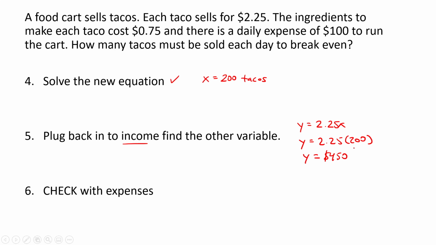Okay, so now we want to check, right? This means if we sell 200 tacos, we are going to make $450. Well, if we're going to break even, that means we also need to be spending $450. So let's plug in there. Again, it was 0.75x plus 300. Let's go ahead and plug that in.